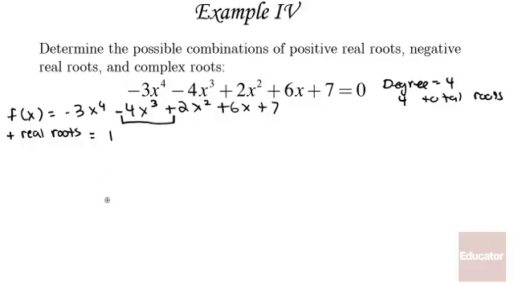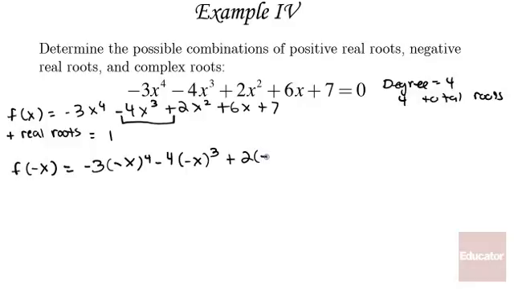And I can't go lower than that because if I subtracted 2, I'd go into negative numbers. So the number of positive real roots is 1. Now, looking at negative real roots, I'm going to take f of negative x to get negative 3 times negative x to the 4th minus 4 times negative x to the 3rd plus 2 times negative x squared plus 6 times negative x plus 7.